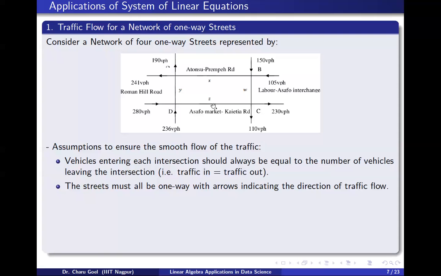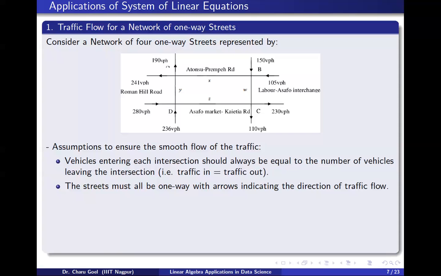So X, Y, Z, W denote the number of vehicles per hour on the roads, connecting D and A, and A and B respectively. The second assumption is that the streets must all be one way, with arrows indicating the direction of the traffic flow, because otherwise we will not be able to manage how many vehicles are going and how many vehicles are coming back.